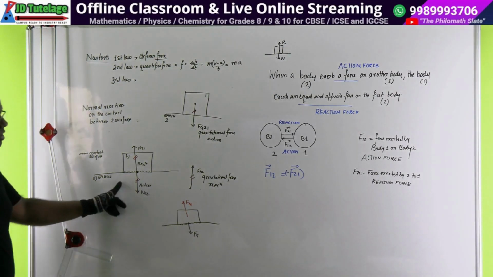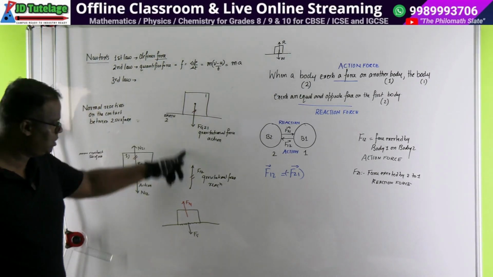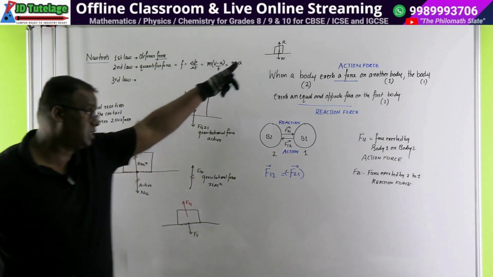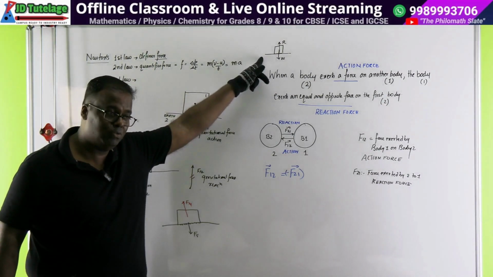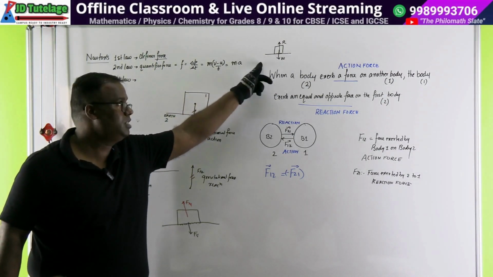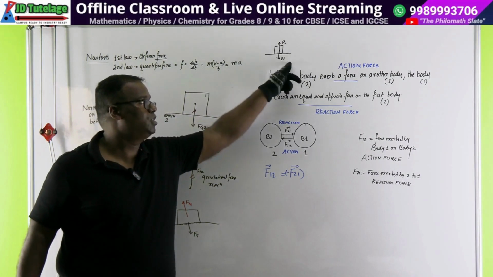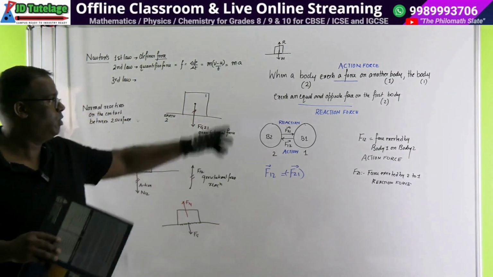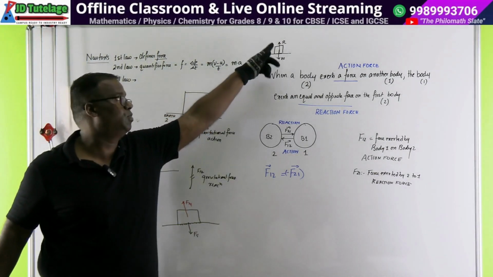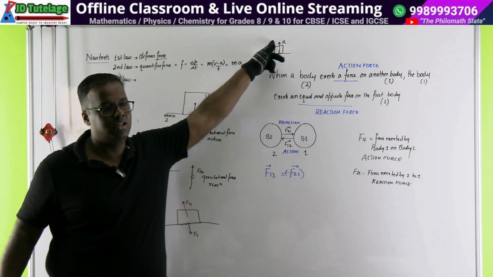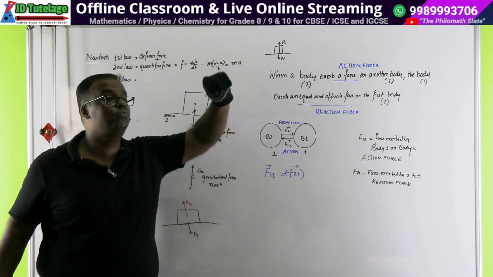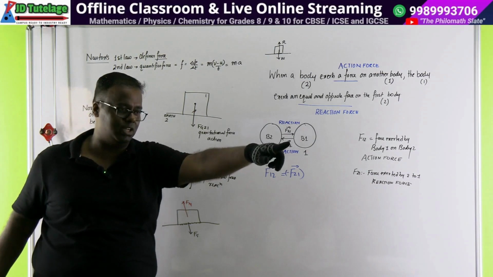Is this Newton's third law? Yes, sir. Is this correct? Yes, sir. Is it an example of Newton's third law? No. In Newton's third law, action and reaction should be the same type of force. What is this force? Gravitational force. What is this force? Normal reaction. A normal reaction cannot be the reaction of a gravitational action.